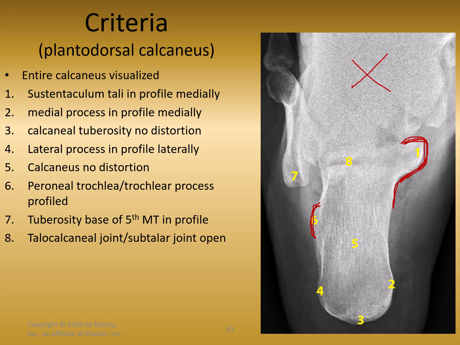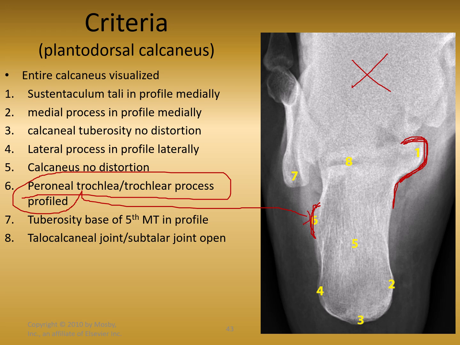The peroneal trochlea, also known as the trochlear process, needs to be in profile. That's this little guy right there, right? The sustentaculum tali, the first one I mentioned, because it's always the first thing I look for, right there, in profile. So that tells us the foot was placed properly with no rotation of the foot.